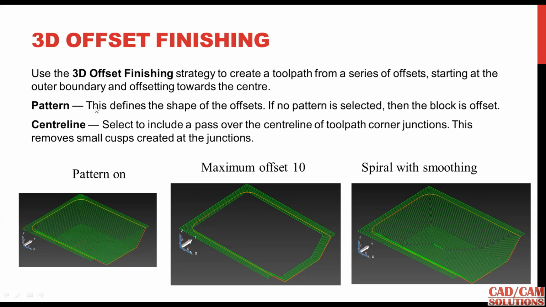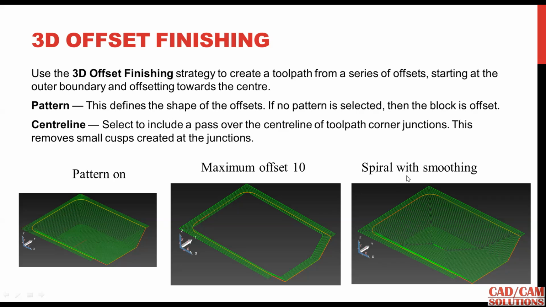So to define the shape of the offset, these are the shapes, and we can create the shape as per the pattern. If it is not selected, by default it will create a box shape. If the stock is in box shape, the offset follows that; if the stock is cylindrical, the offset will come as per the blank block. And for the center line, if you have created any pattern line, we can use this pattern as a center line. So it will create extra cups on the corners and all.